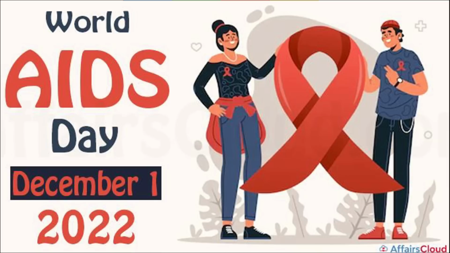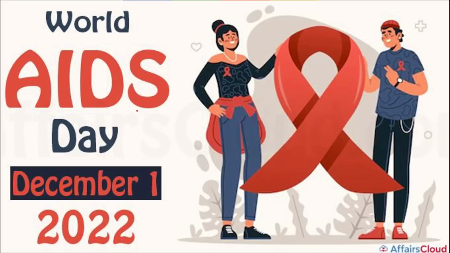Next is World AIDS Day. First of all, remember this red ribbon symbolizes AIDS. When do we observe World AIDS Day? It is observed on 1st of December. Important. And what is HIV? The full form is human immunodeficiency virus. So World AIDS Day is observed on 1st of December.